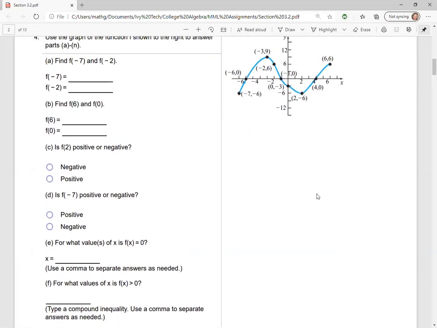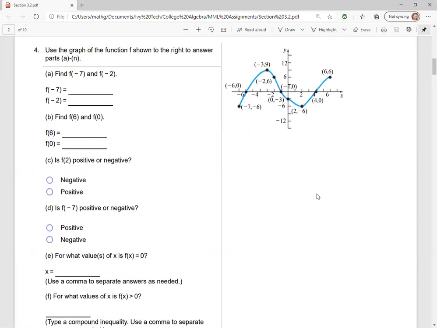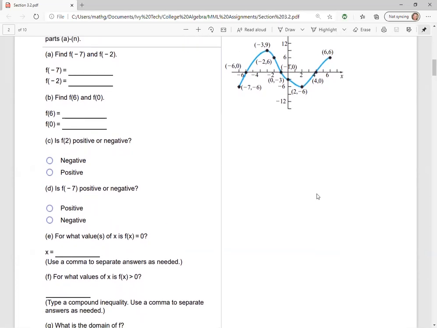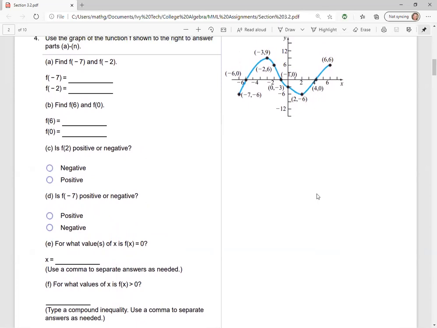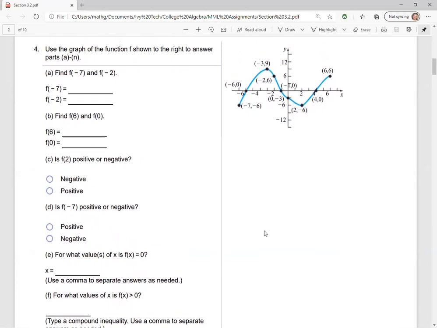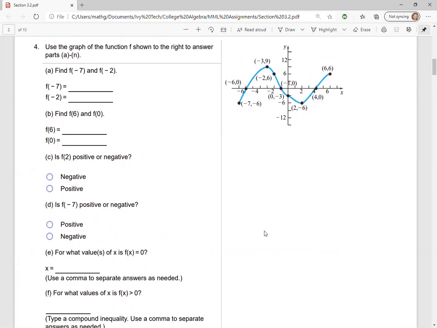All right, I had printed out number 4, and you want F, where it says for what values of X is F of X greater than 0? Yeah. Okay, and I can't draw on this either. Hang on. Print screen. Technology. Paste. Make this bigger. Okay, this should work, I think.